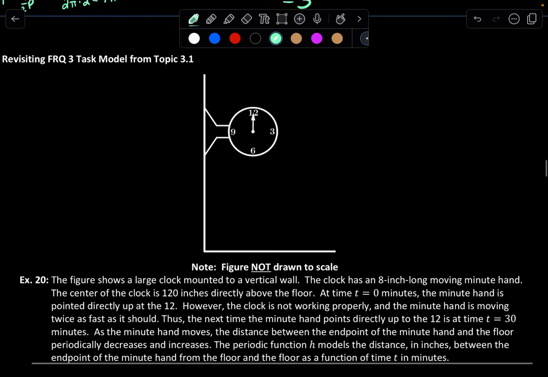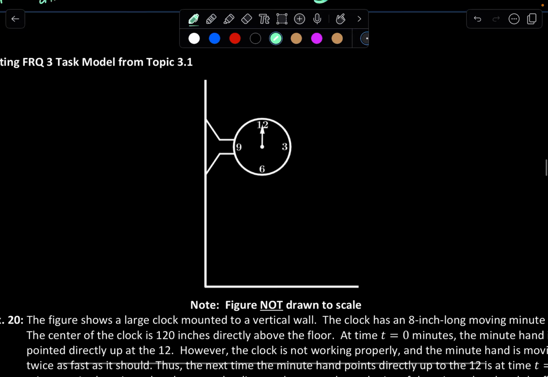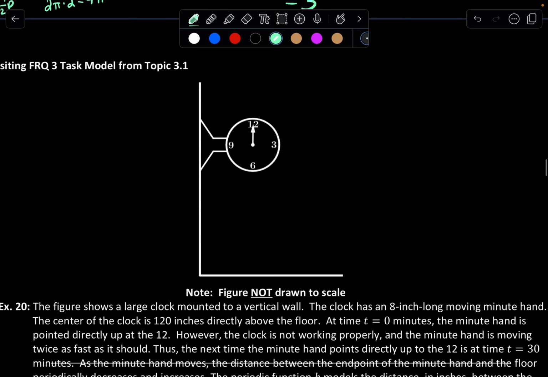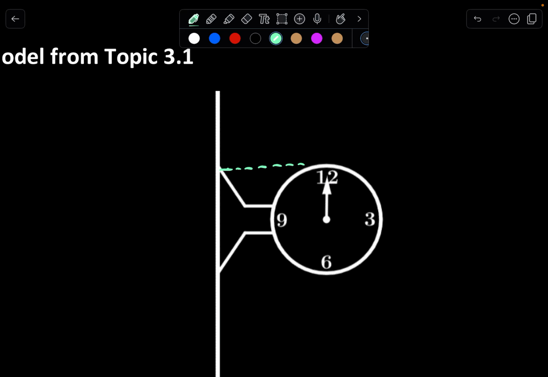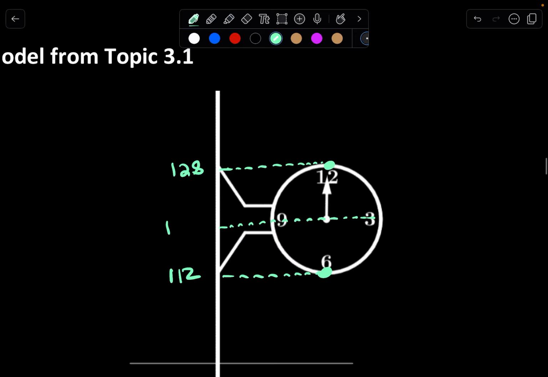So within this scenario, it's discussing the hands of a clock, and the maximum height from the ground that the clock will reach when it strikes 12 is 128. The minimum here, when it strikes 6, is going to be 112, which means the midline, or the middle part, when it strikes 9 and 3, is going to be halfway in between this. So this is going to be 120.